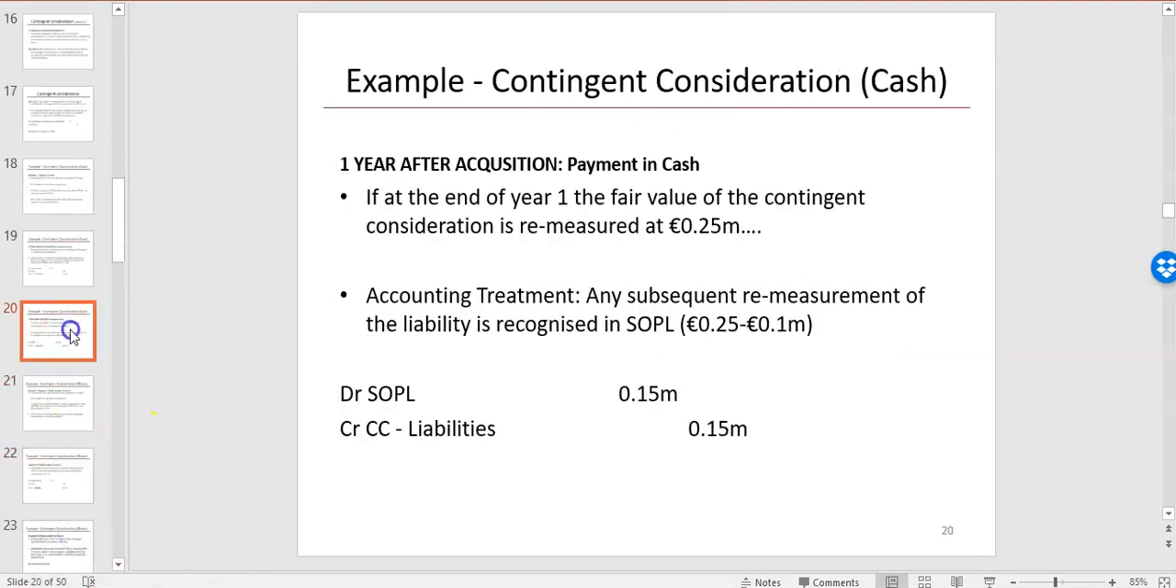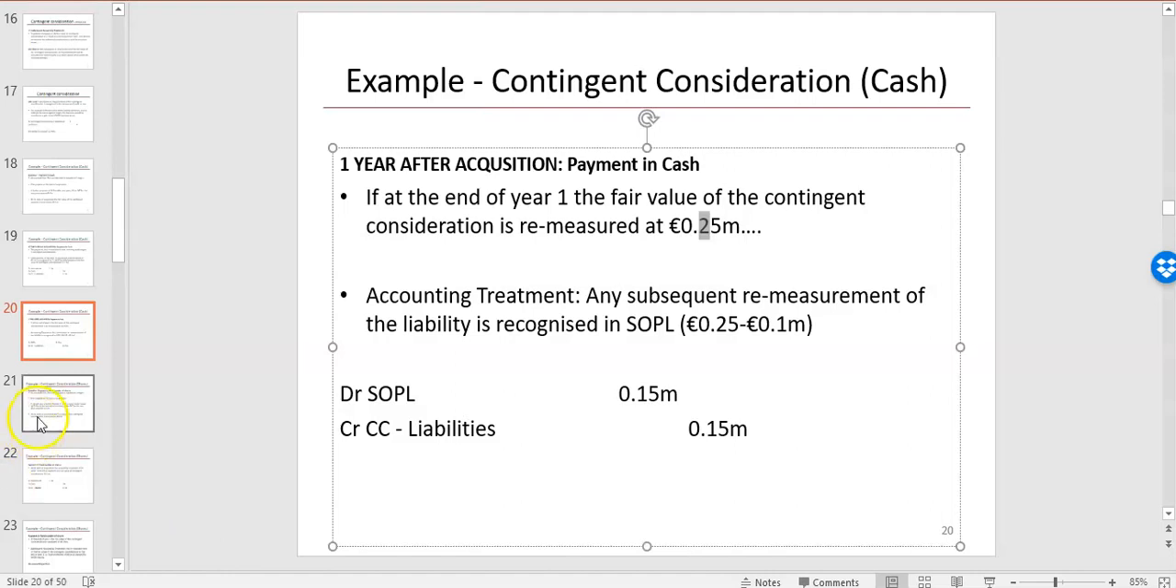So again, if that was, for example, to fall to 0.05 million, then you'd be crediting the P&L and you'd be debiting the liabilities. So it can go up or down, but that's only when the payment is in cash. You do not remeasure it if the payment is in shares.